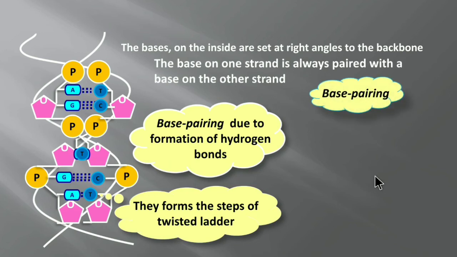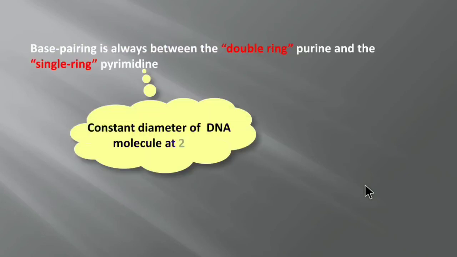So this is the third characteristic. The bases in the two strands are held together by hydrogen bonds, forming the base pairs. During base pairing, the pairing takes place between purines and pyrimidines, that is, double ring purines and single ring pyrimidines. Because of base pairing, it creates a constant diameter of the DNA molecule at 2 nanometer.